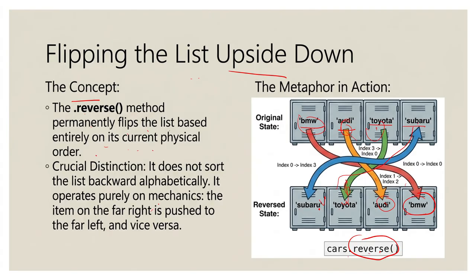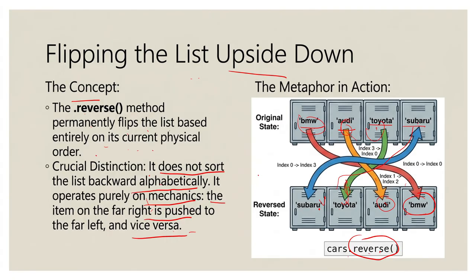And there is a crucial takeaway you have to keep in mind. dot reverse does not sort the list backward alphabetically. It operates purely on mechanics. The item on the far right is pushed to the far left and vice versa. What does it mean? It's a conceptual trap to assume that dot reverse sorts the items in reverse order. No, it doesn't do that.